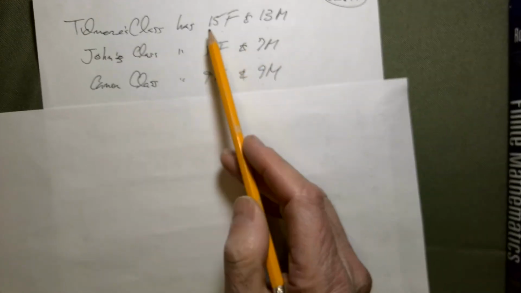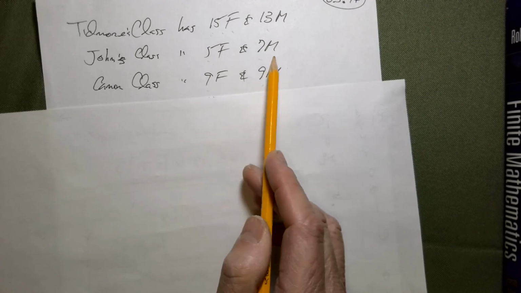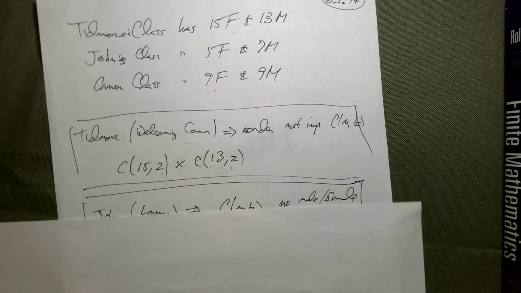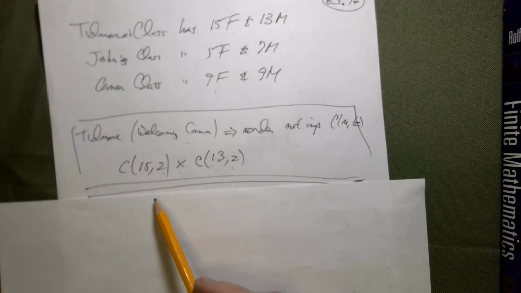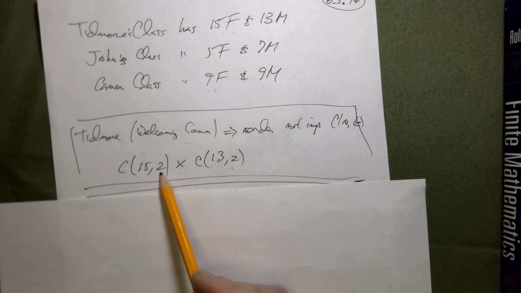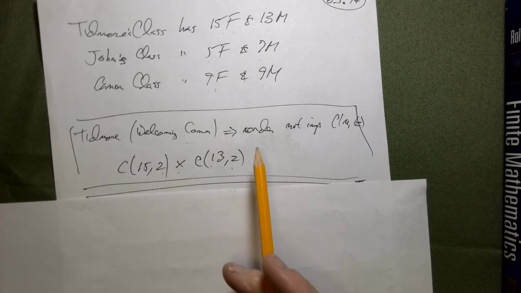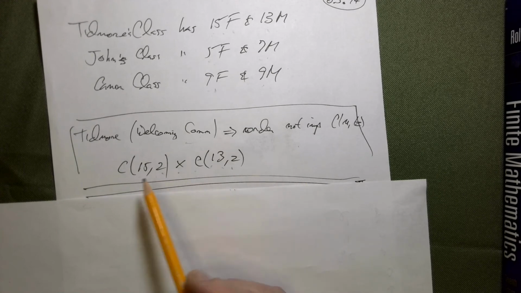So Tidmore has 15 female and 13 male. Johns has 5 female, 7 male. Cannon 9 female, 9 male. Now Tidmore is asked for a welcoming committee, and it's to be composed of what? 2 female and 2 male. Is there any hint that there's different types of positions? And the answer is no, which means combination.